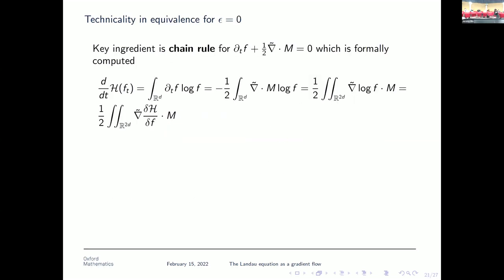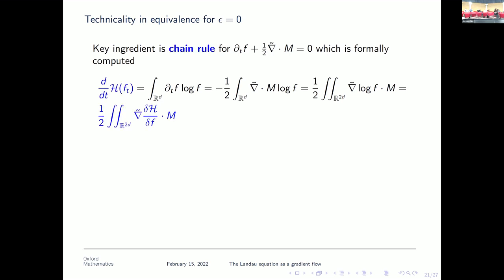Okay, coming back to the full equivalence. Now I want to send epsilon to 0, and I told you that I needed something called the chain rule in order to do it. So just to write it out in full, this is what I mean by the chain rule. If I differentiate the Boltzmann entropy, and informally I pass the time derivative inside the f log f, and now I use my generalized continuity equation and integrate by parts, this is what I get, or this is what I mean when I'm talking about the chain rule.